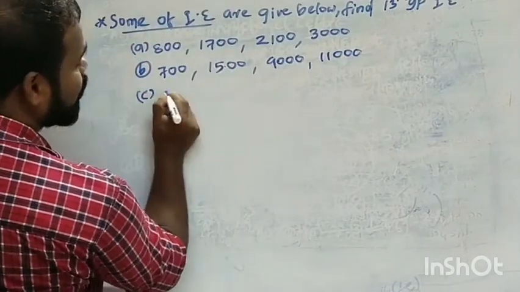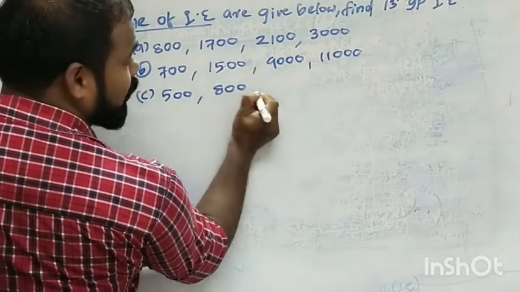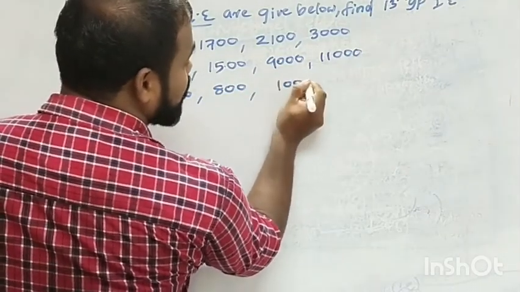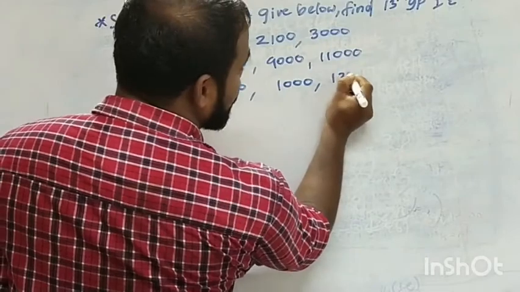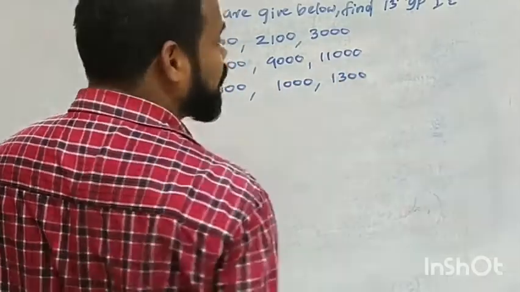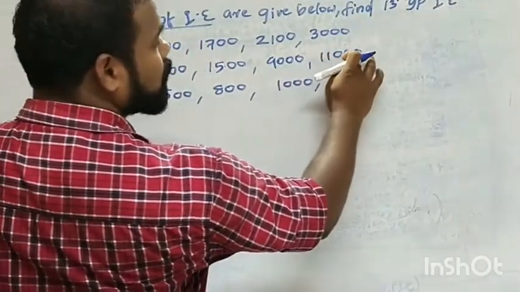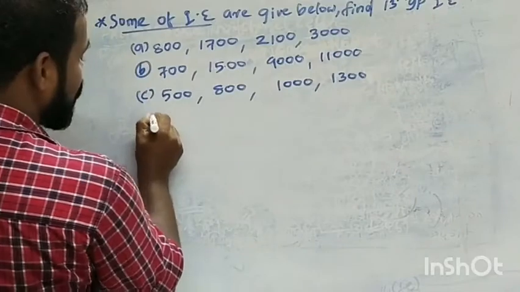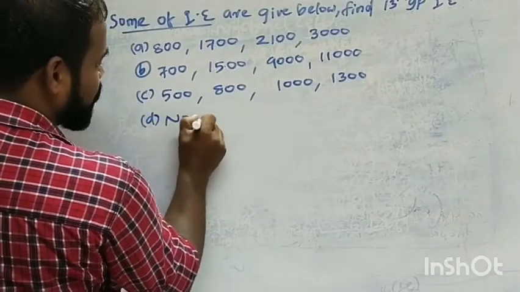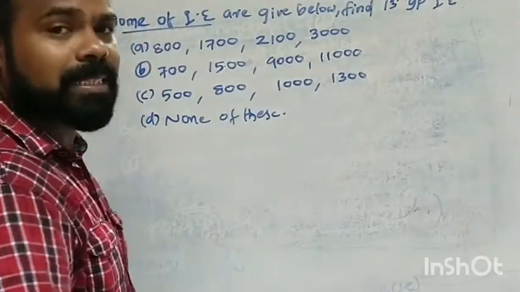Then the next one, option C: 500 kilojoule, 800 kilojoule, 1000 kilojoule, 1300 kilojoule, 1300 kilojoule. Okay. Then the next, option D, none of these. Which one will be the suitable answer?